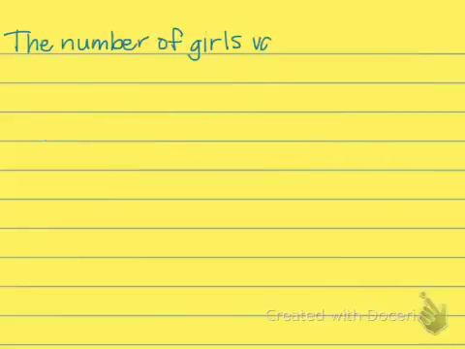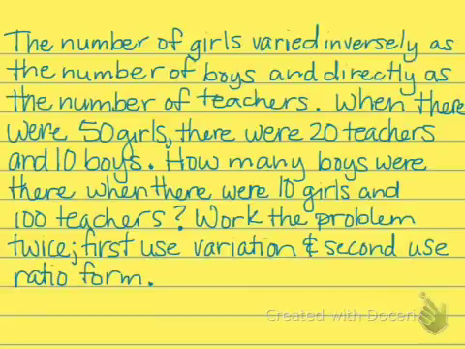Let's do an example. The number of girls varied inversely as the number of boys and directly as the number of teachers. When there were 50 girls, there were 20 teachers and 10 boys. How many boys were there when there were 10 girls and 100 teachers? Work the problem twice. First use variation and second use ratio form. So we'll start with variation.